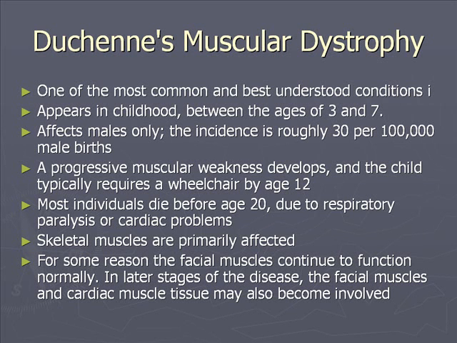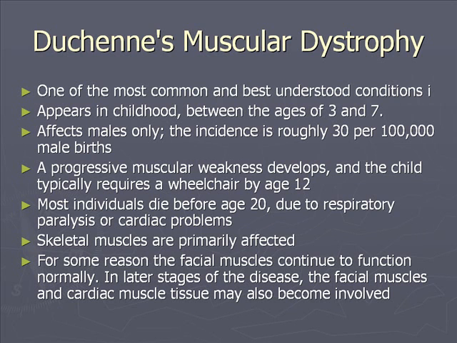Duchenne's muscular dystrophy is the most common type. It affects males mostly. The incidence is roughly one in 3,000 to 10,000 male births. Progressive muscle weakness is noted here. The child typically requires a wheelchair by the age of 12. Most individuals will die by the age of 20 due to respiratory paralysis and or cardiac problems.